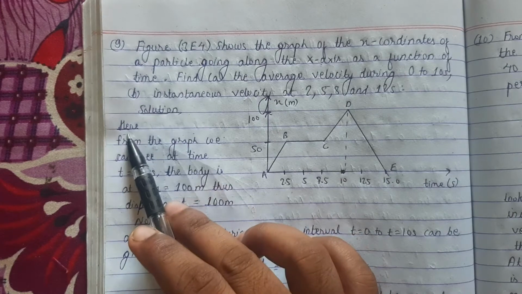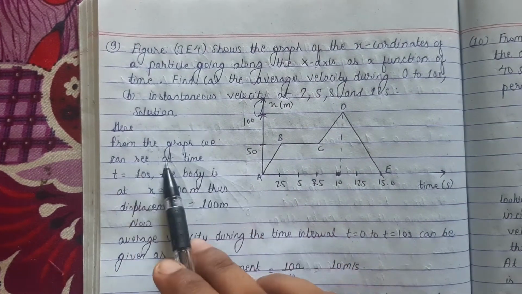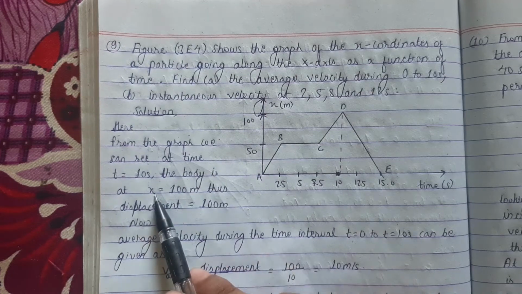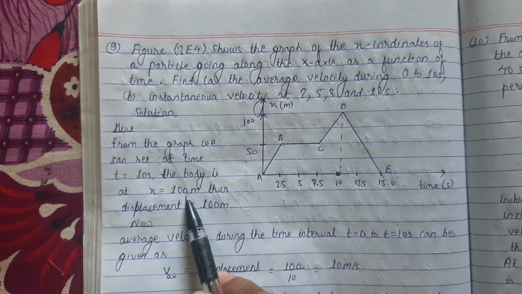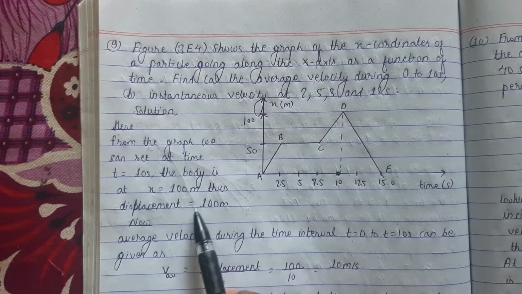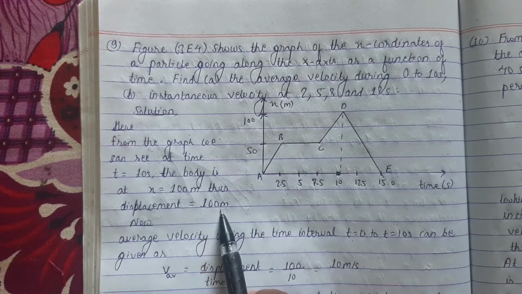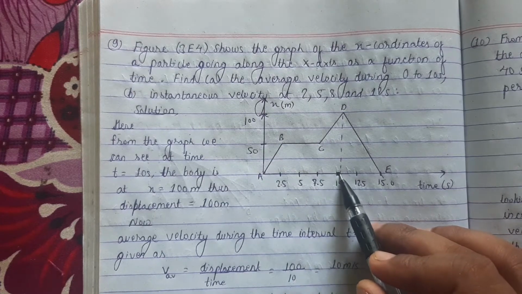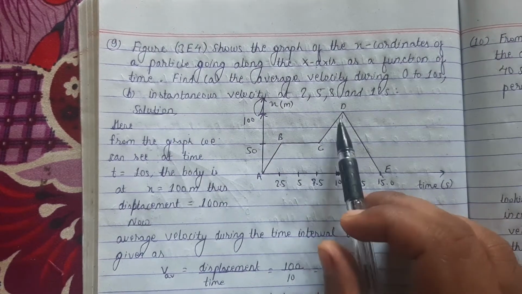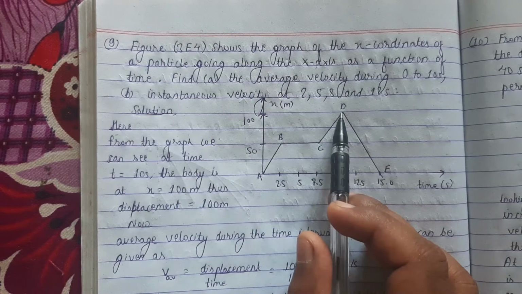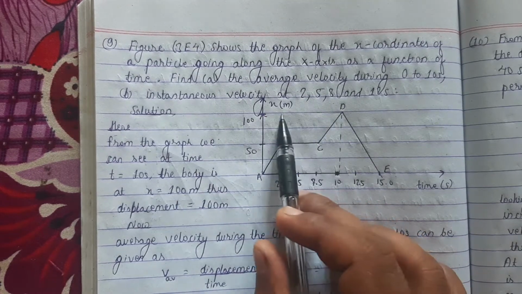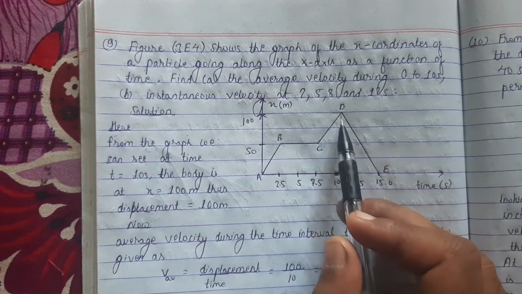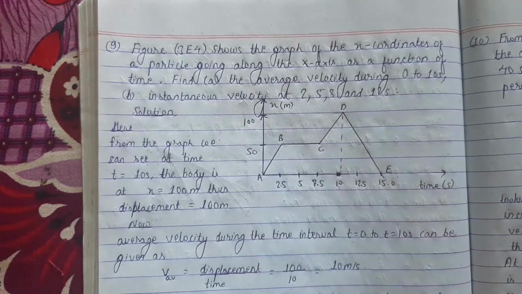Solution. Here from the graph we can see at time t equals 10 second, the body is at x equals 100 meter. Thus displacement is 100 meter in this time interval. The position of the particle is x equals 100, so the displacement of the particle is 100 meter.